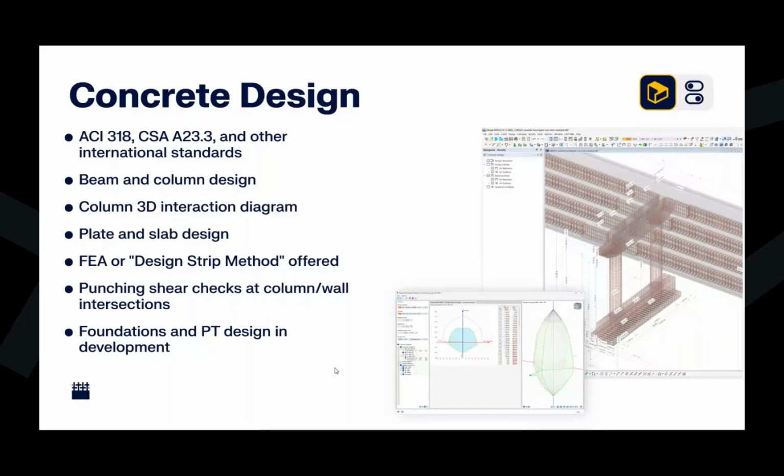And one thing worth mentioning here is that with the design strip methods, we're not only looking at the bending moments in a one-way direction of the design strip itself, but we also have the ability to consider that twisting or torsional moment within the design strip. Not all competitors are able to do that. It's a much more simplified approach, but we're also able to consider what we call the MXY moment of that surface element. Punching shear checks are available at column and wall intersections.